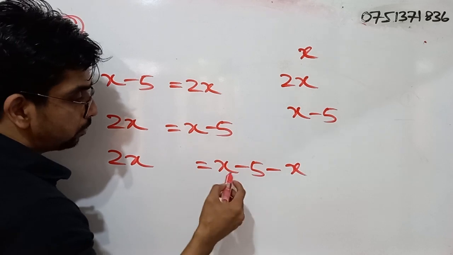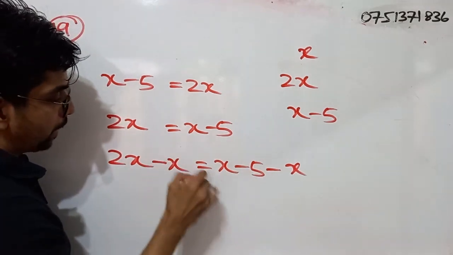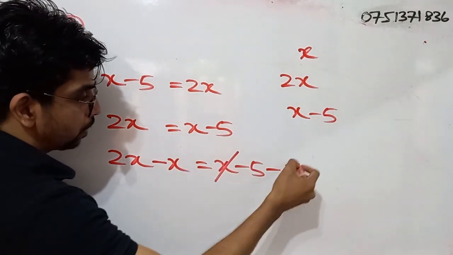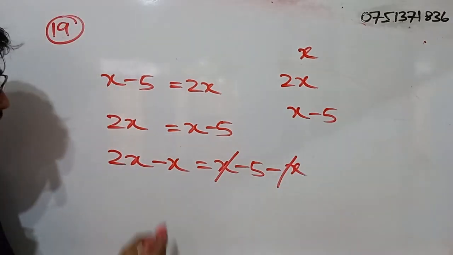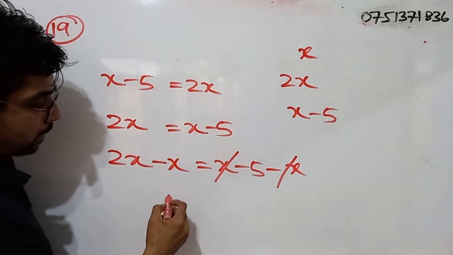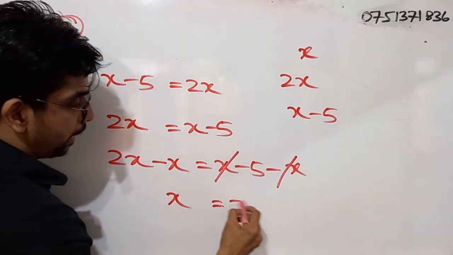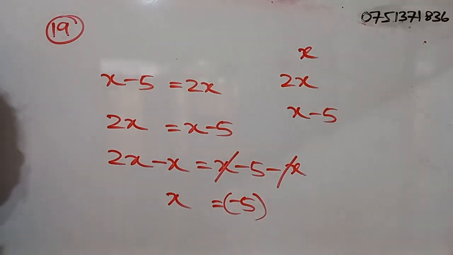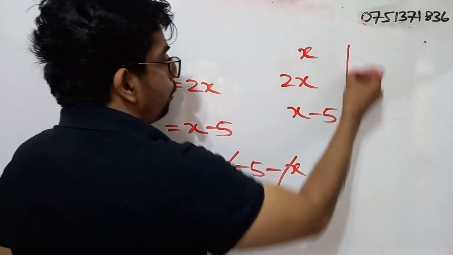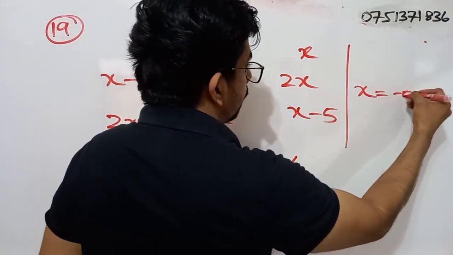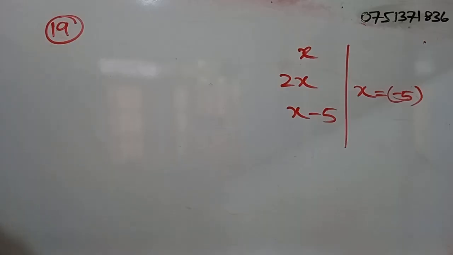2x is equal to x minus 5, and we subtract x. Right? So we have to do the same thing on the other side also. Then I can cancel off these two x's. So here 2x minus x is what? X. X is equal to what? Negative 5. So the value of x is what? Negative 5. Then the next part.